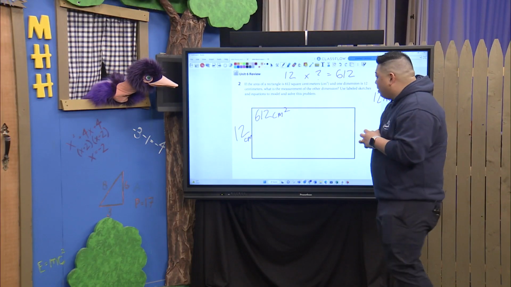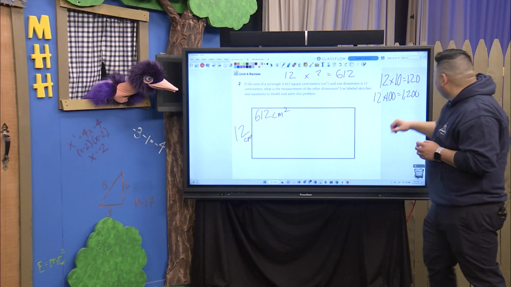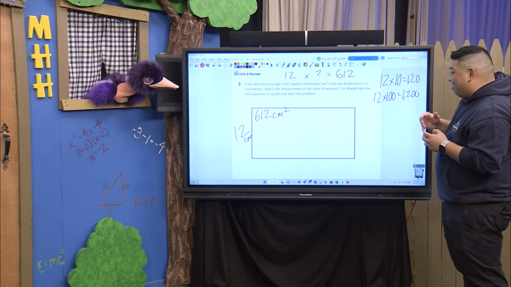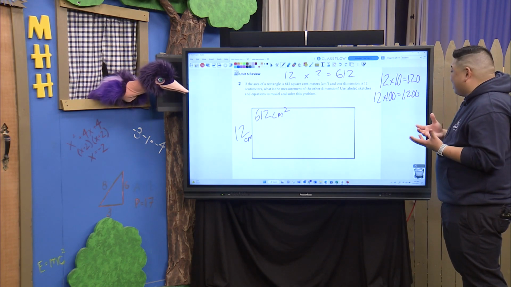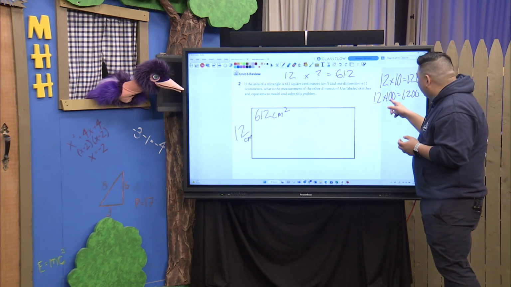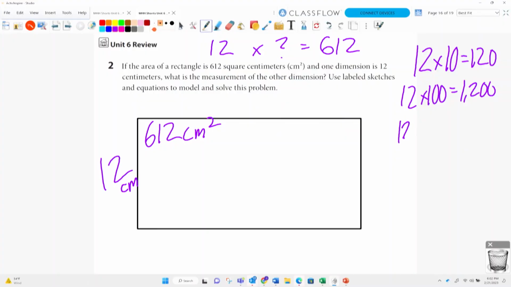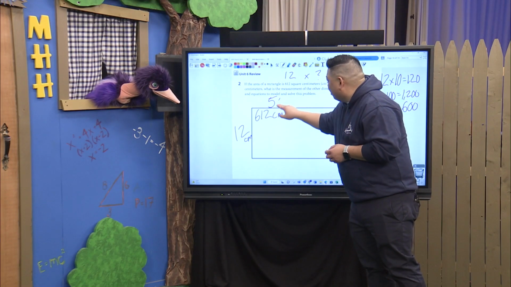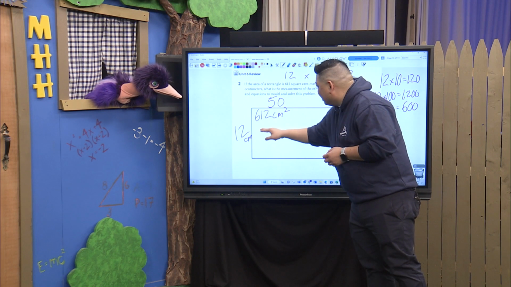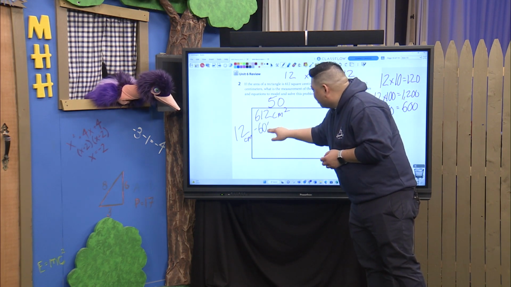But I'm looking at this number here, 600. I'm looking at 1,200. That's pretty close to half, isn't it? So instead of doing 100, let's do 50. And what's half of 1,200? That would be 600. Very close. So if we put 50 up here, 12 times 50 is 600. Let's go ahead and subtract 600 out.